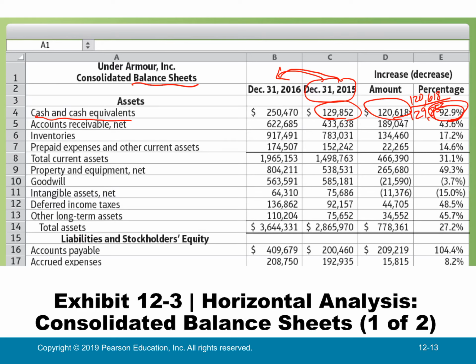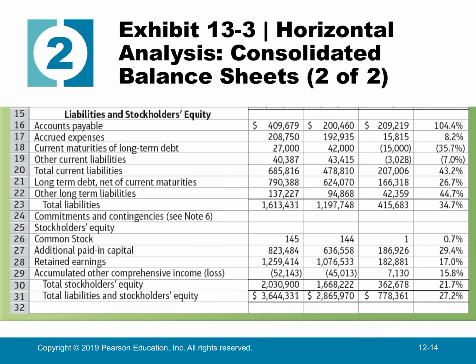So cash went from 129,852 to 250,470, which is an increase of 92.9% from 2015 to 2016. And you can do this for each different line item. And then down here for liabilities and stockholders' equity, same exact logic, right? So I can calculate the change and the percentage.